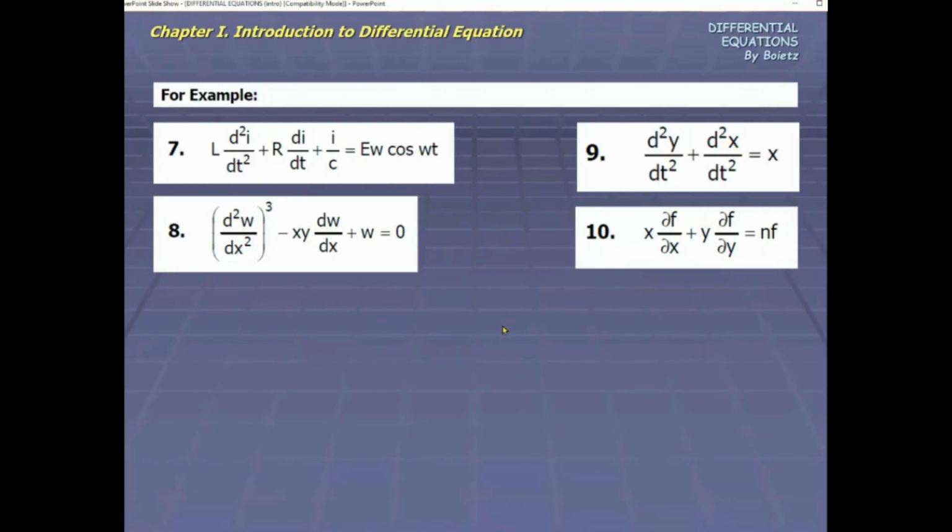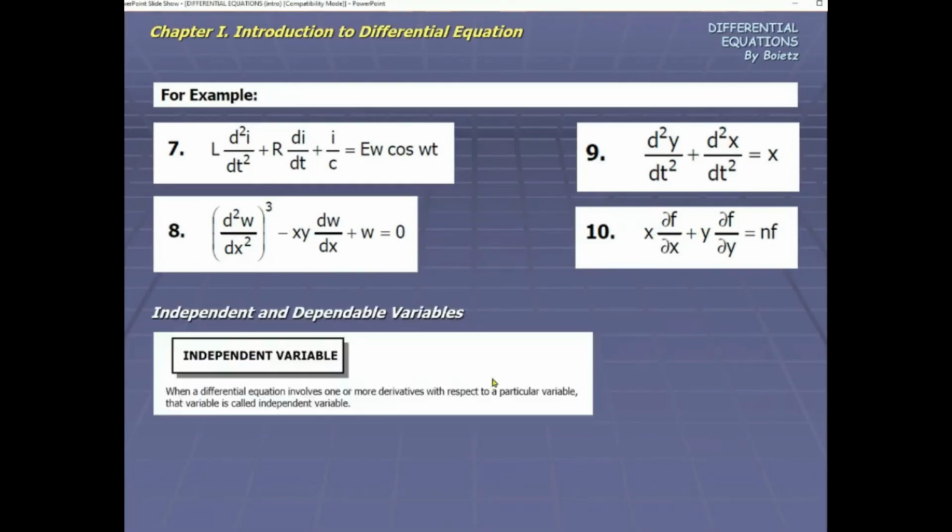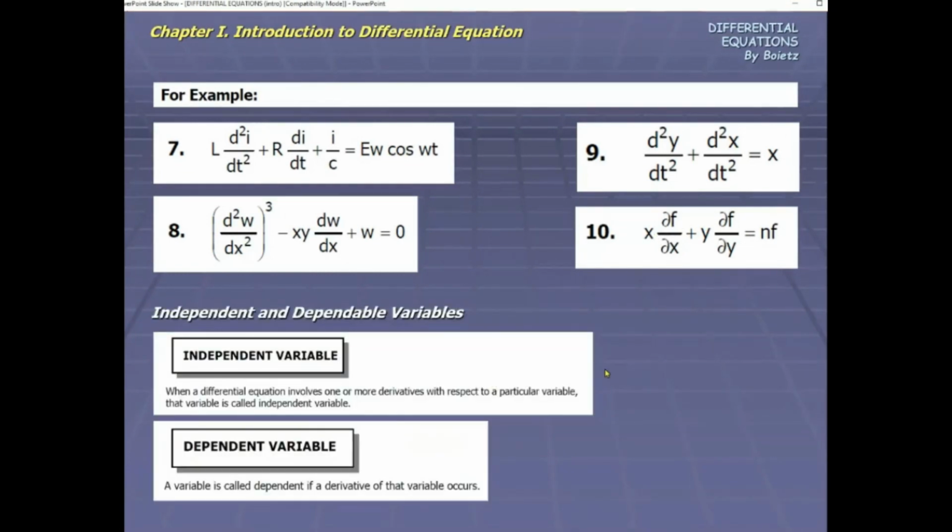So that is a differential equation. That is how you represent a differential equation. This one is partial. And then there are what are called independent and dependent variables. What are the dependent and independent variables? It says here, independent variable: when a differential equation involves one or more derivatives with respect to a particular variable, that variable is called the independent variable.